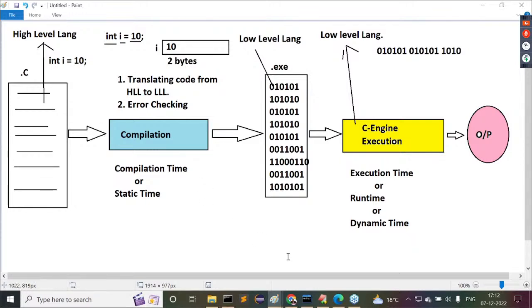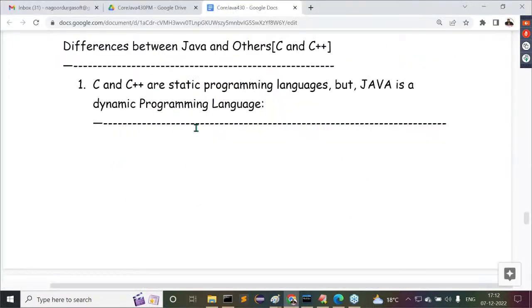Now we have cleared our point here. What's the point we are discussing? C and C++ are static programming languages, but Java is a dynamic programming language. Now we had clarity about this point or not? Now understand it, I want to give some description here.